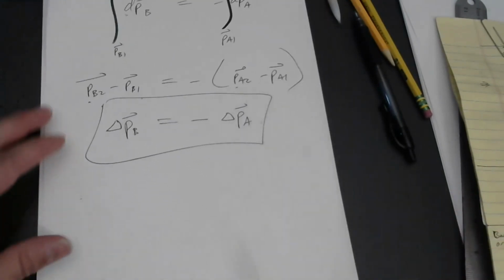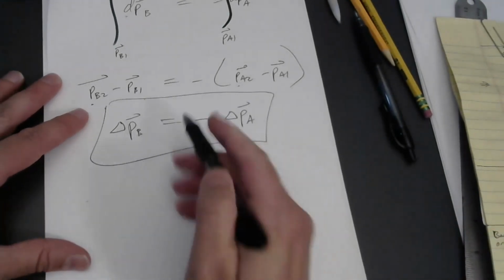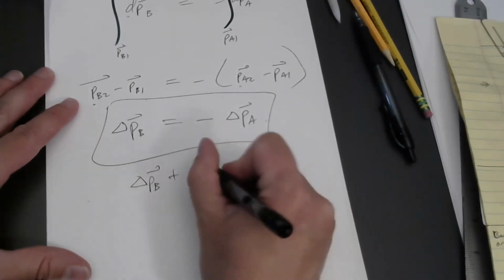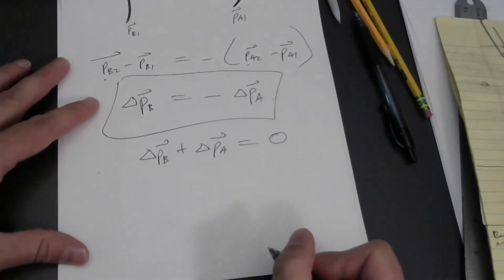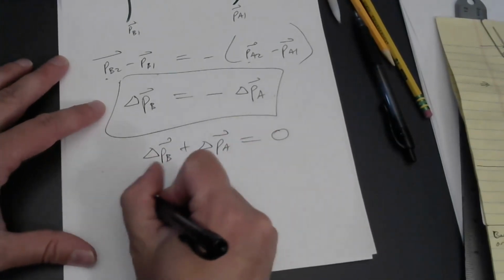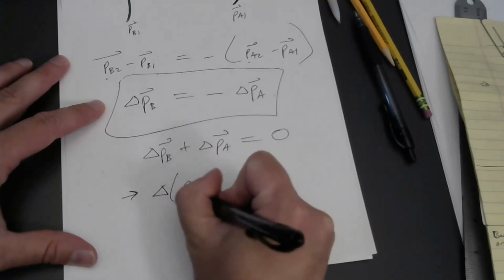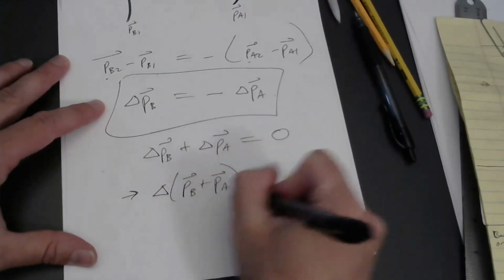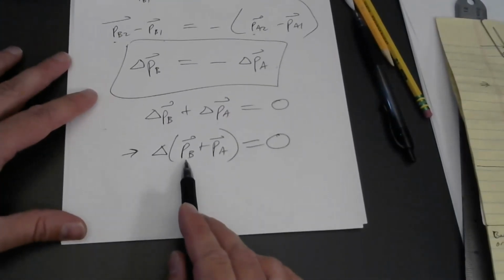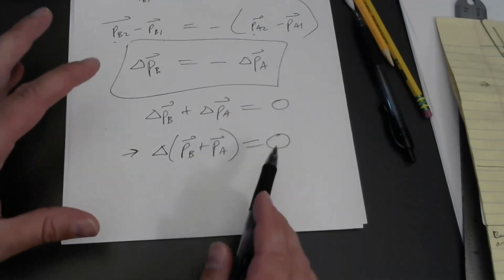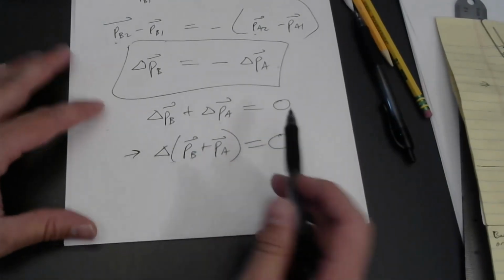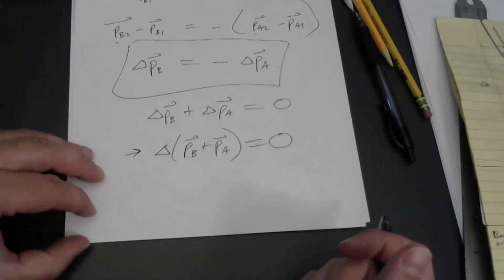Here's the other way you could write this though. You could just move this to the other side. This would be delta p_B plus delta p_A is 0. Well, this is final minus initial, this is final minus initial. So in a sense, I could factor out the delta sign, (p_B plus p_A) equals 0. It's the same thing, right? This would be (p_B plus p_A) final minus (p_B plus p_A) initial. You'd wind up with the same expression that you have here if you actually wrote out final minus initial.